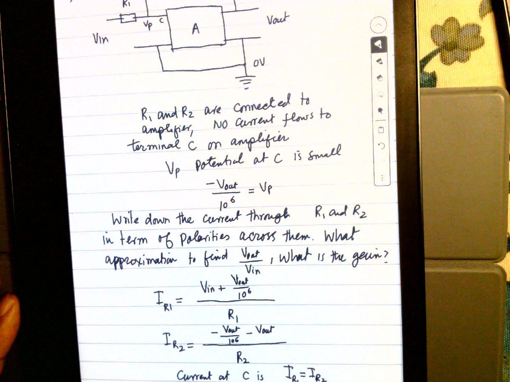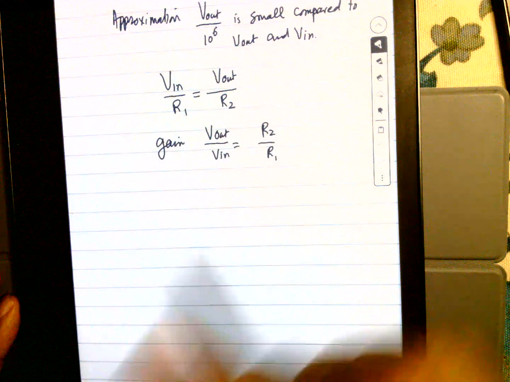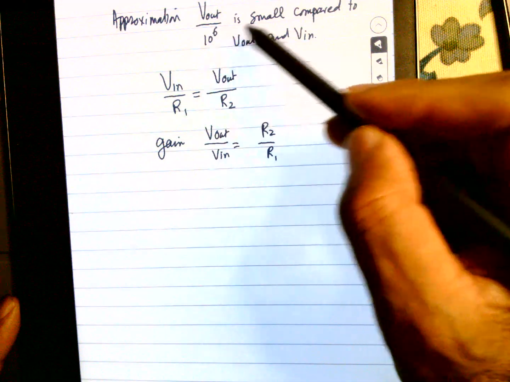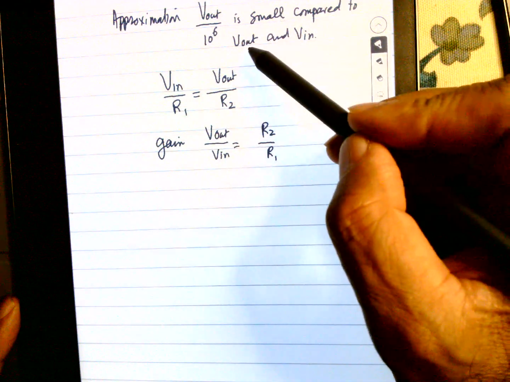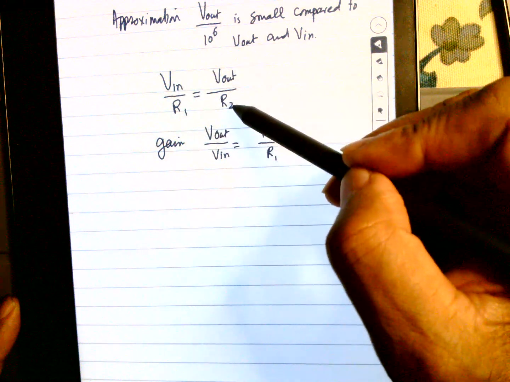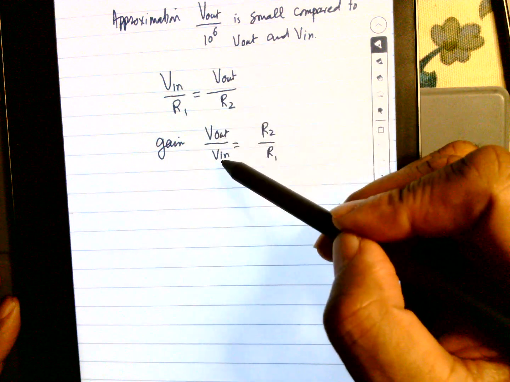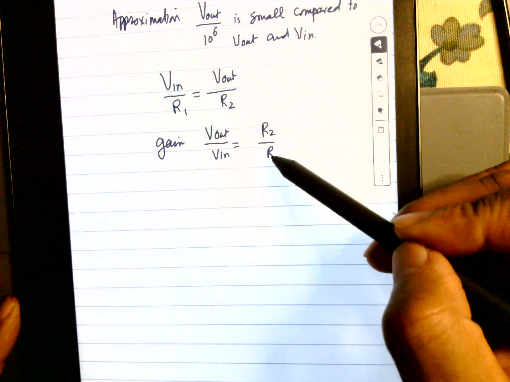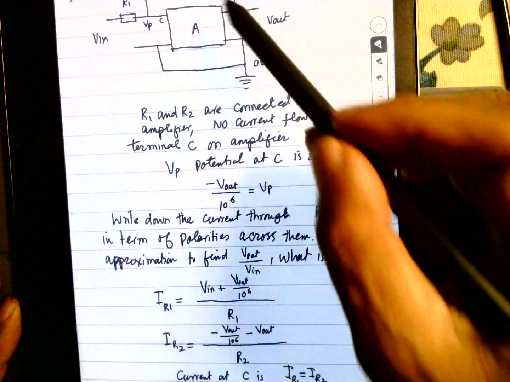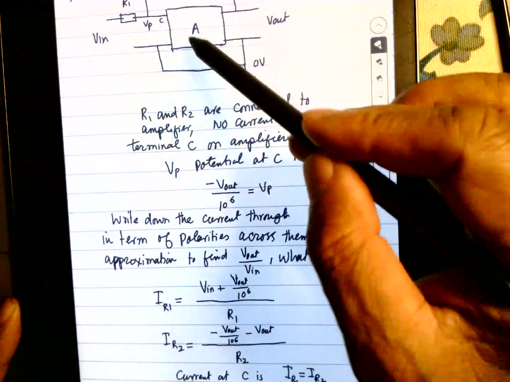So the current at C is I R1 equal to I R2. There's no current into C. So the approximation is that V out over 10 to the power 6 is so small compared to V out and V in. So V in over R1 equals minus V out over R2, and out over in, which is the gain, is R2 over R1. So the ratio of the resistors R1 and R2 gives us the gain.